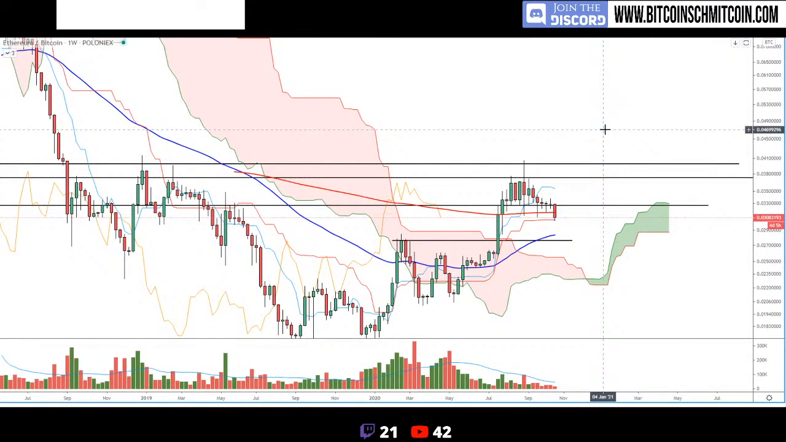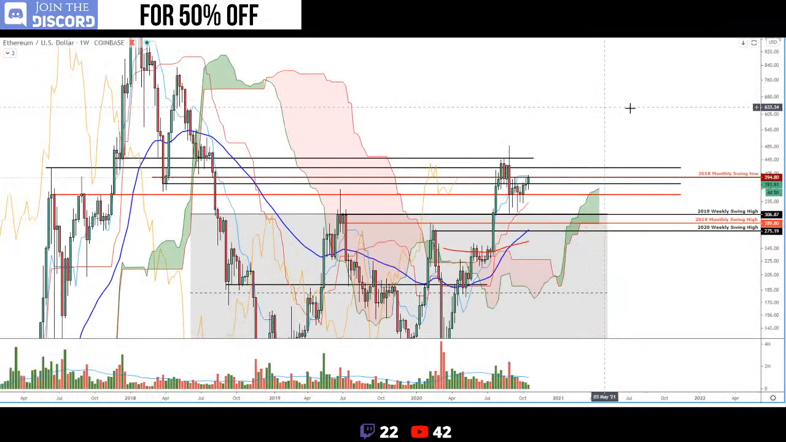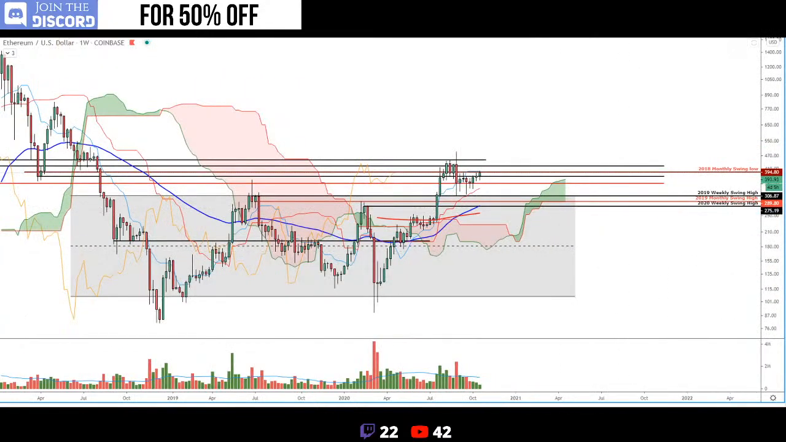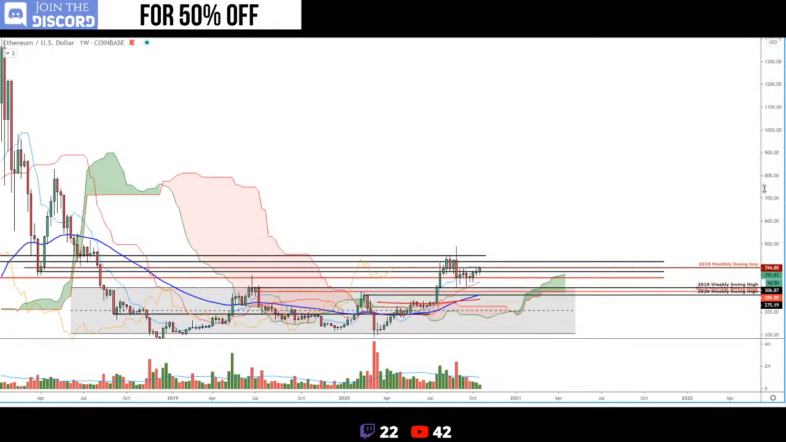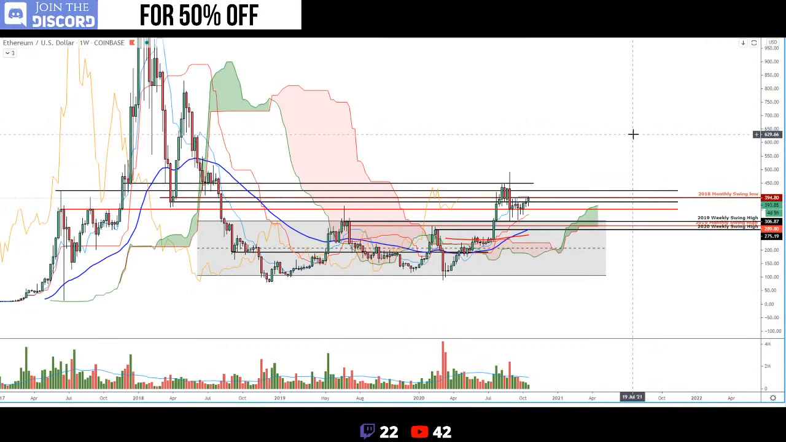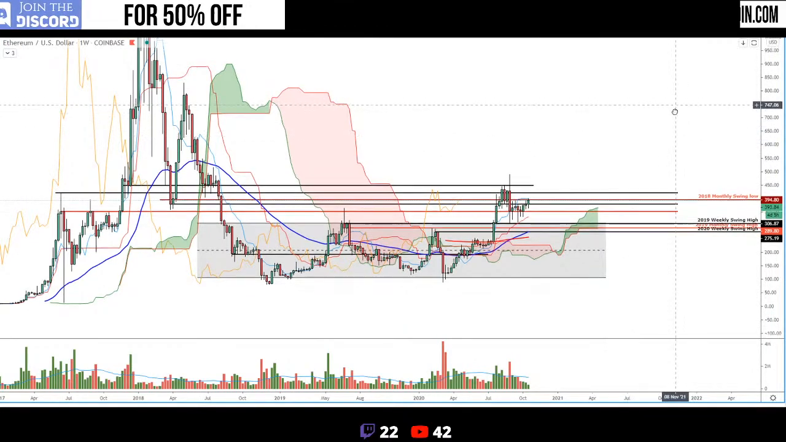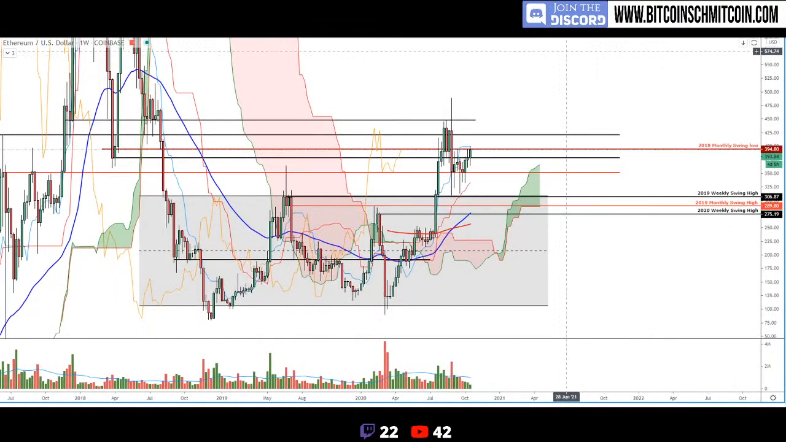So Ether looks amazing. It might lag behind in the early stages of Bitcoin growth, but long term, it looks great. I have really high targets for Ether, similar to how I had targets back in 2017 of it doubling and then tripling. I'm thinking the same thing.